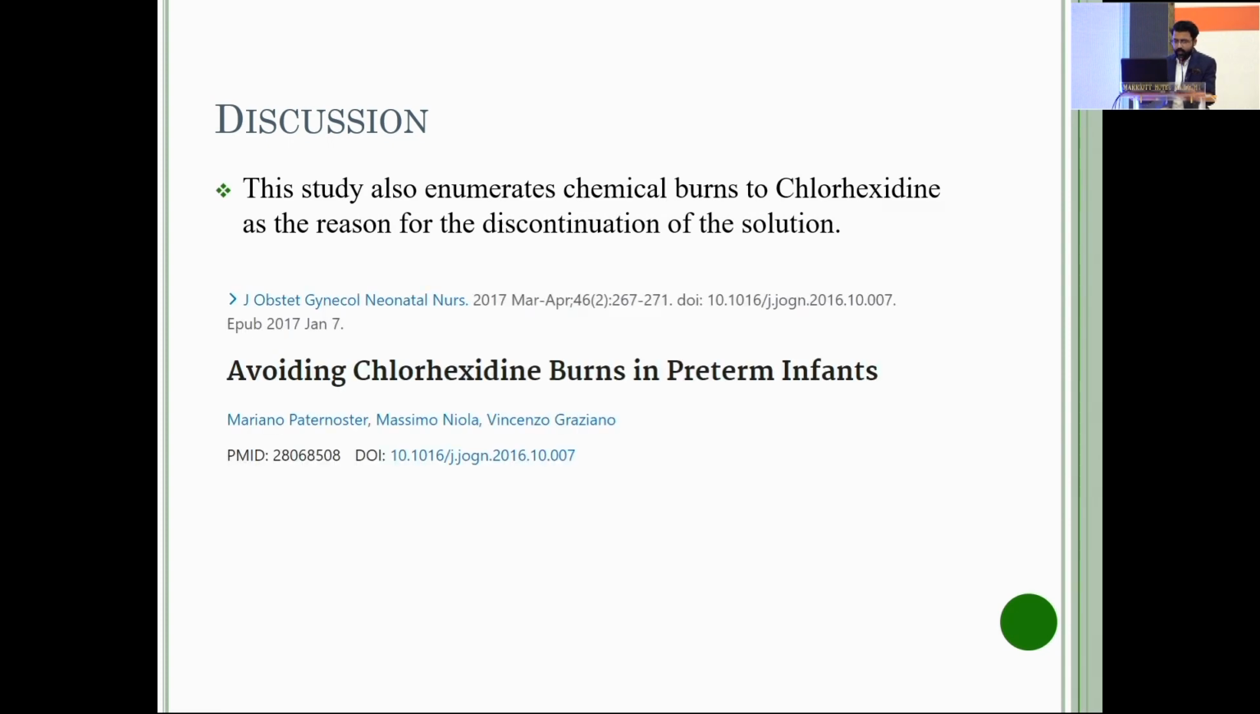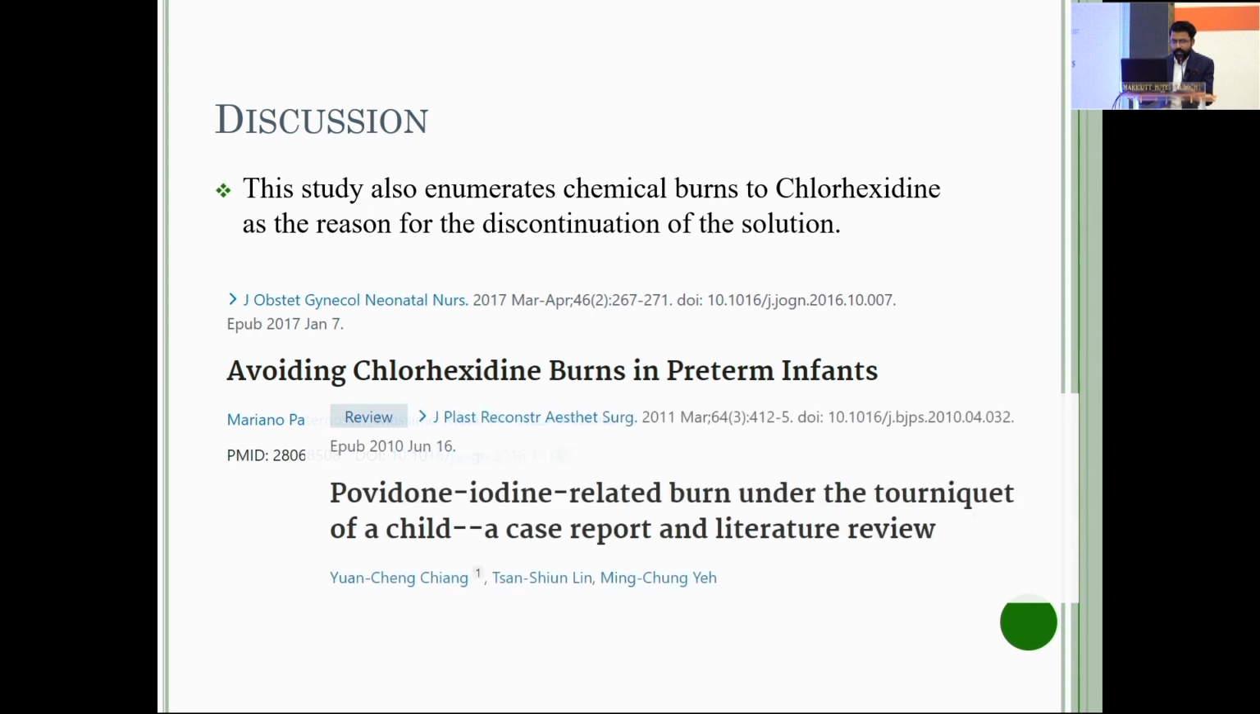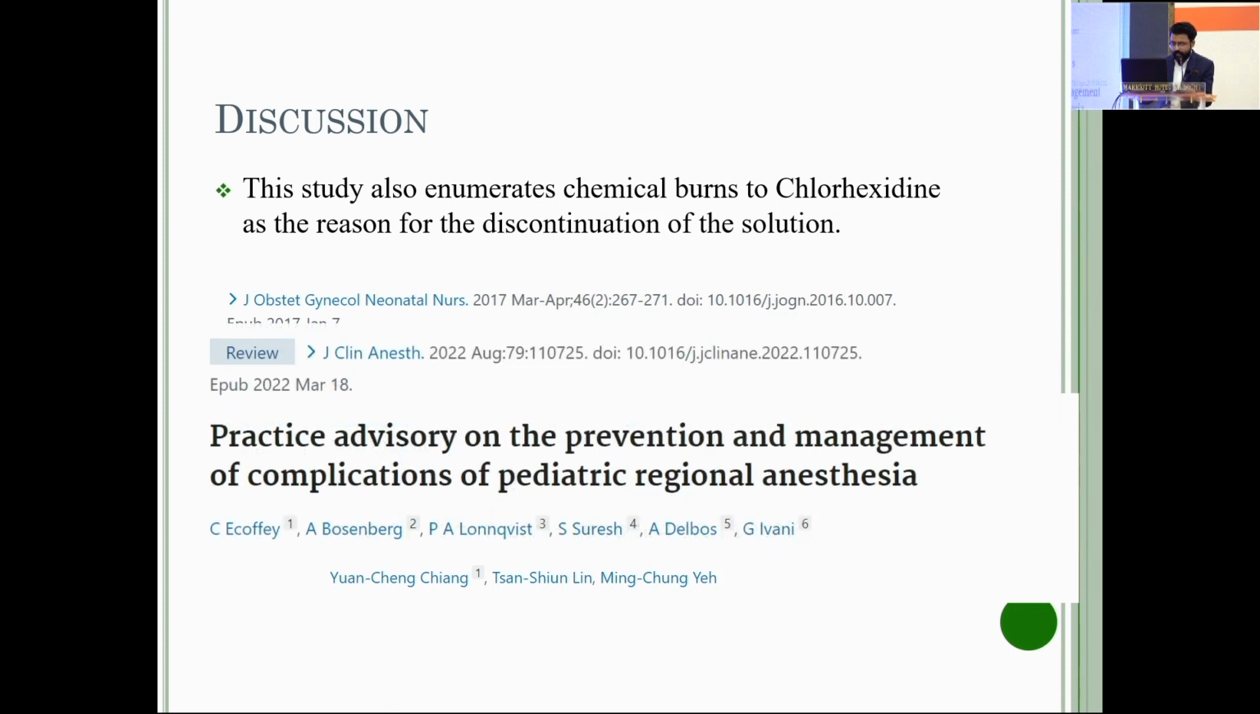The study also enumerates chemical burns to chlorhexidine as the reason for discontinuation. It is indeed associated with skin burns, but povidone too has been reported to cause skin burns in these cases. One common cause among both of them was the pooling of the solution. Hence, the Joint Committee of European and American Society of Regional Anesthesia and Pain Medicine published their advisory recommending use of chlorhexidine over povidone in the pediatric population.